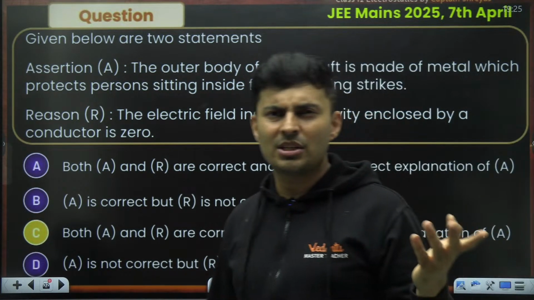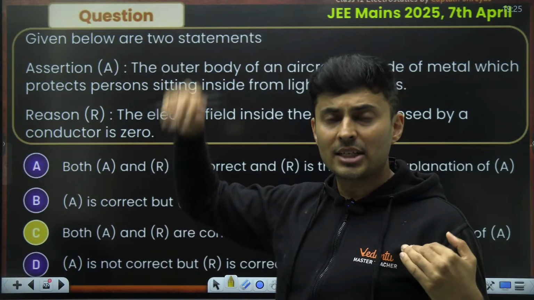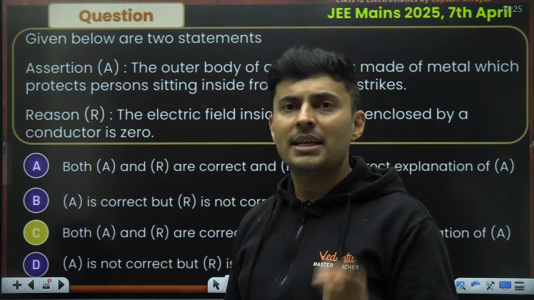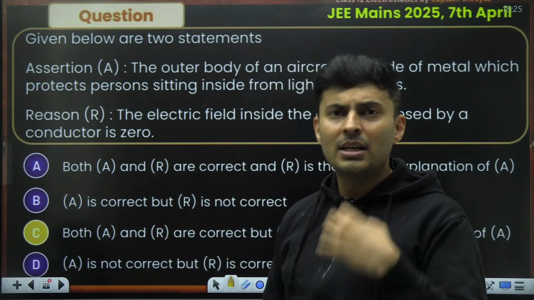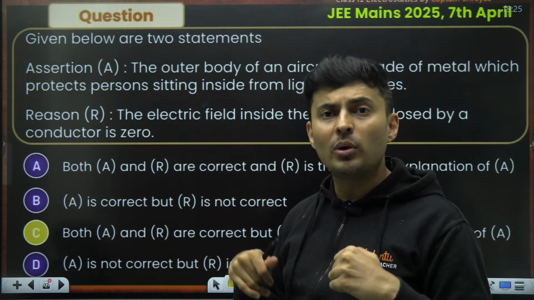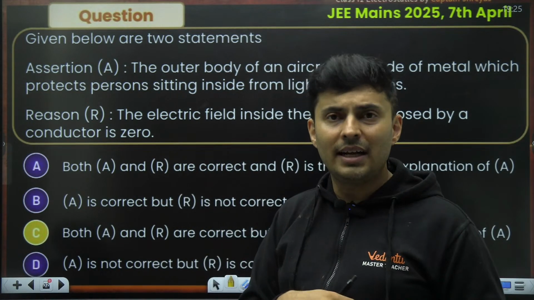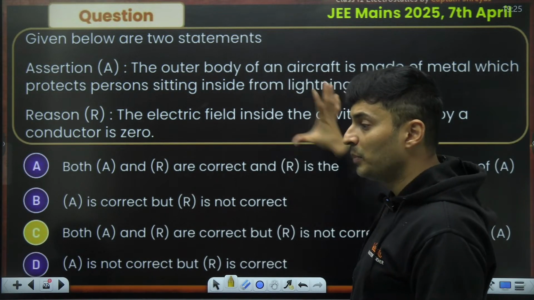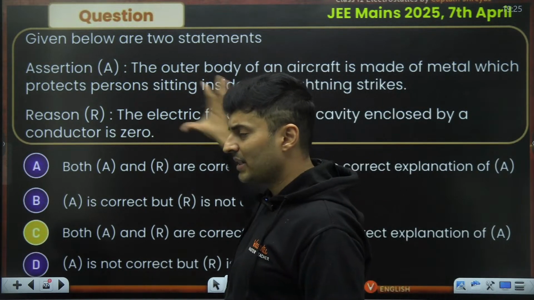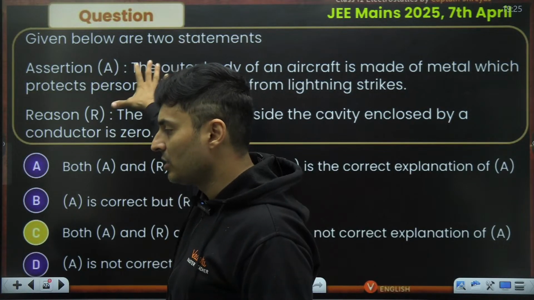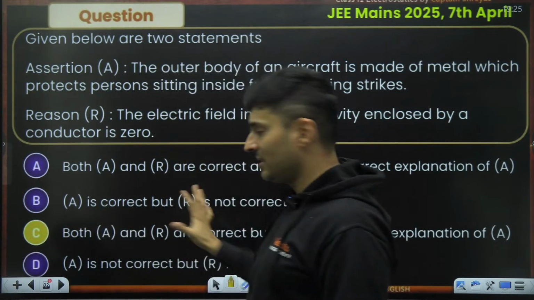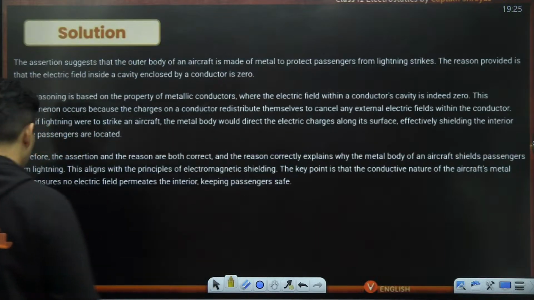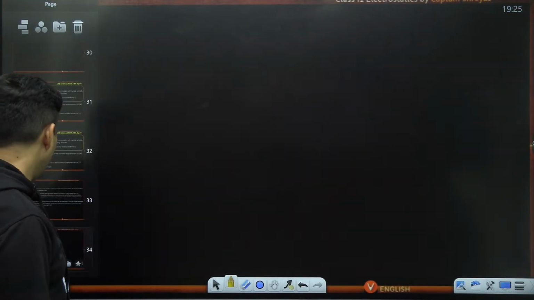The real correct explanation should be: even if the lightning strikes, the charges will flow through the conducting body, no field will be there inside, and all the charges will flow into the ground. That would be the right explanation for why the person is protected. So the reasoning for the person's protection is not given. That is the reason for option C. Is that okay? Otherwise, both statements have perfect meaning, right?